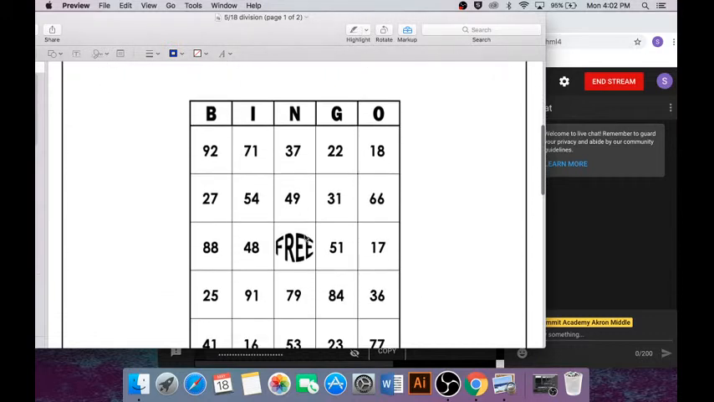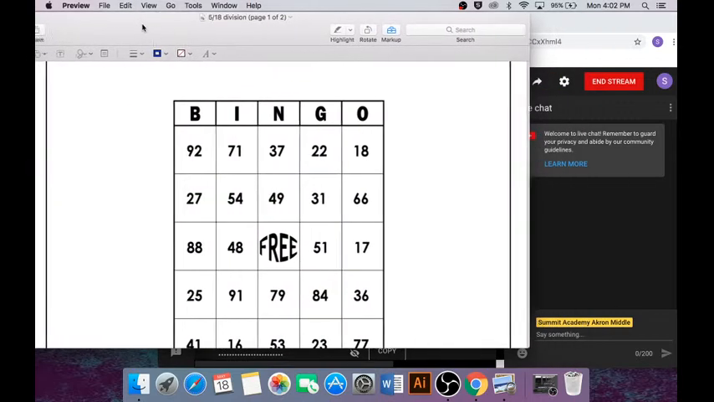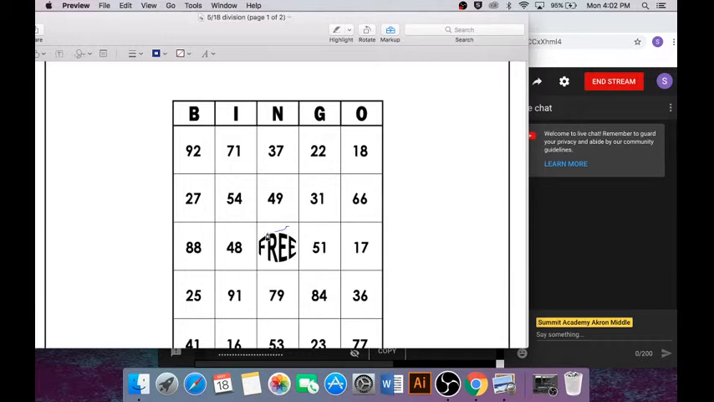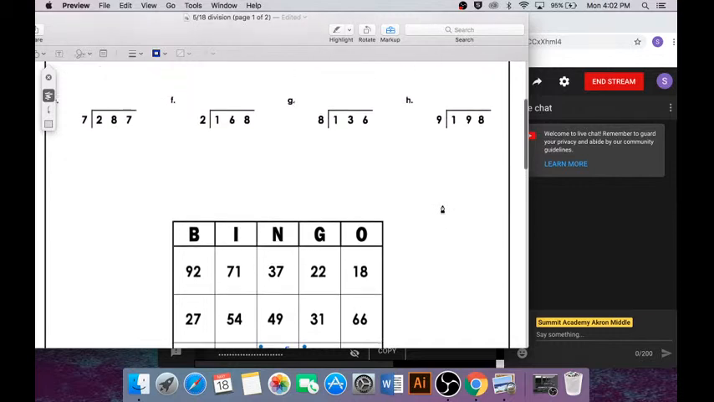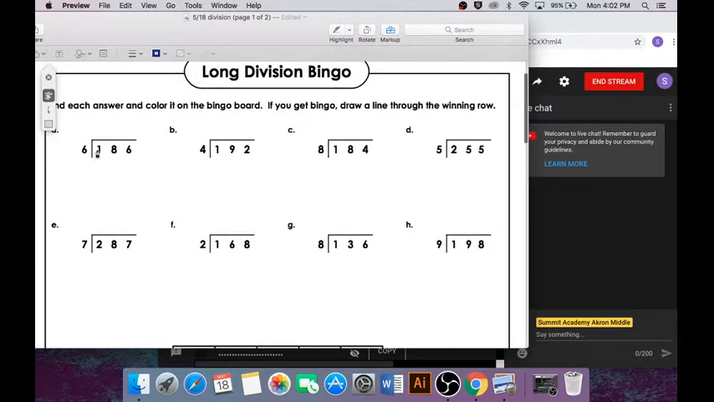So I'm going to mark our free space. Then we're going to start with letter A. So we have 186 divided by 6.